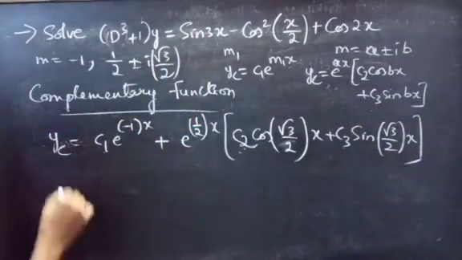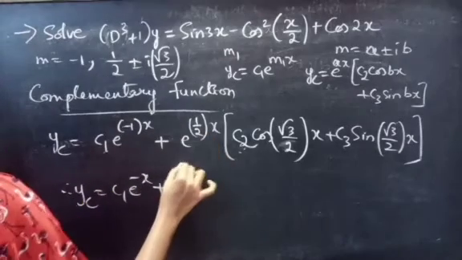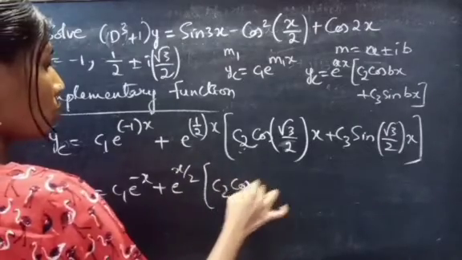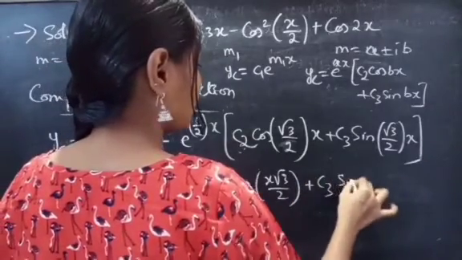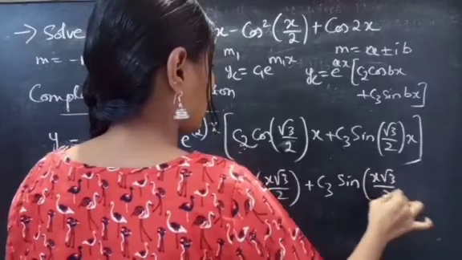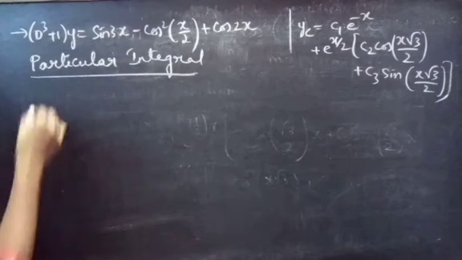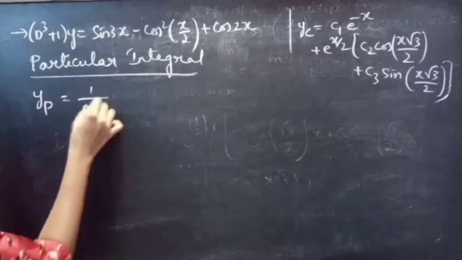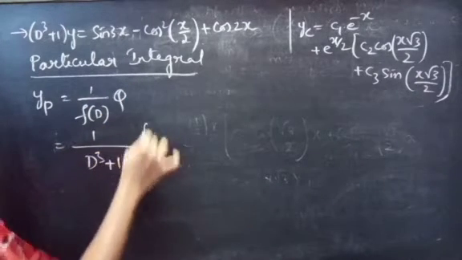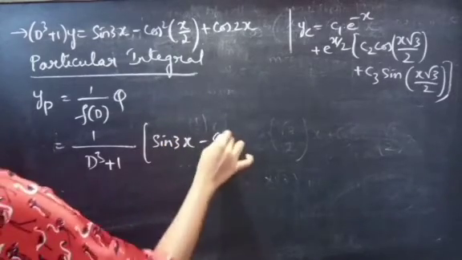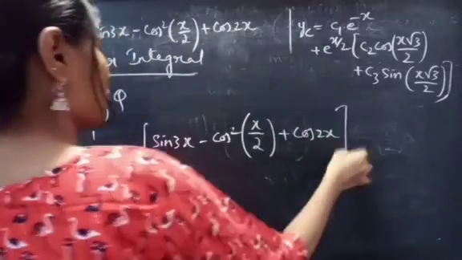into x, right? Therefore yc equals c1 e power minus x plus e power x by 2 into c2 cos x root 3 by 2 plus c3 sine x root 3 by 2. Now let's find the particular integral. We'll find the particular integral using 1 by f of D into Q. We have 1 by f of D, D cube plus 1, and Q is sin 3x minus cos square x by 2 plus cos 2x.